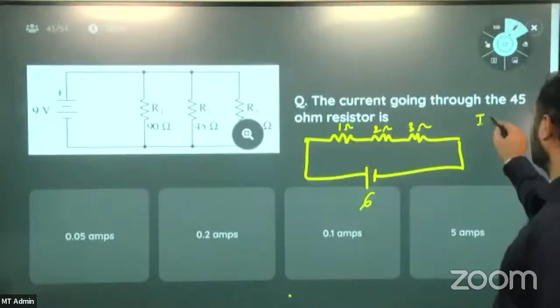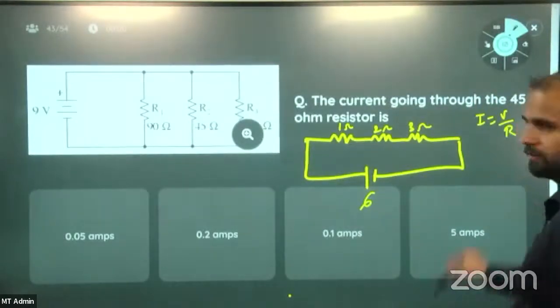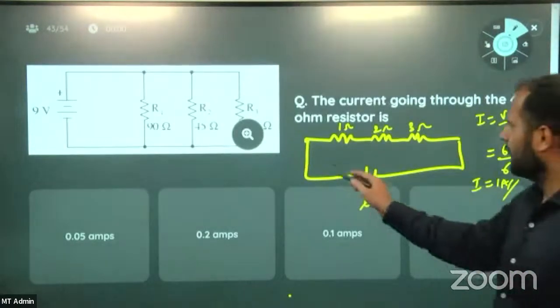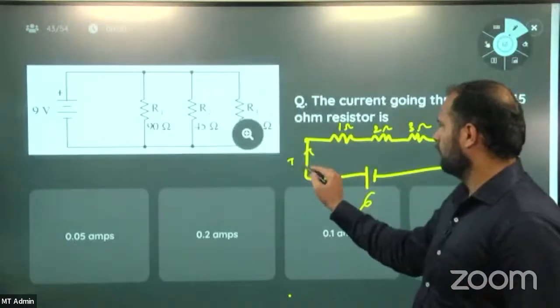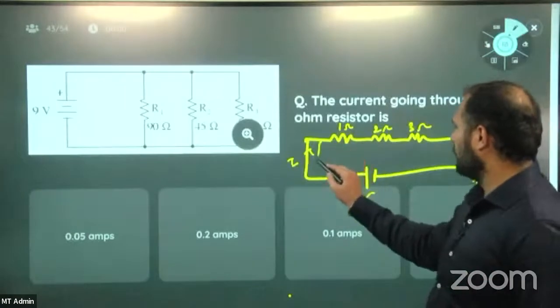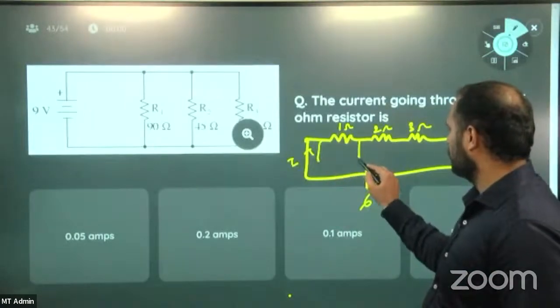So what is the total current? Current is total voltage upon resistance. Total voltage is 6. How much is the resistance? Resistance is again 6. So current is nothing but 1 ampere. Obviously, current will be same as there is no division. Okay, so current is 1 ampere.